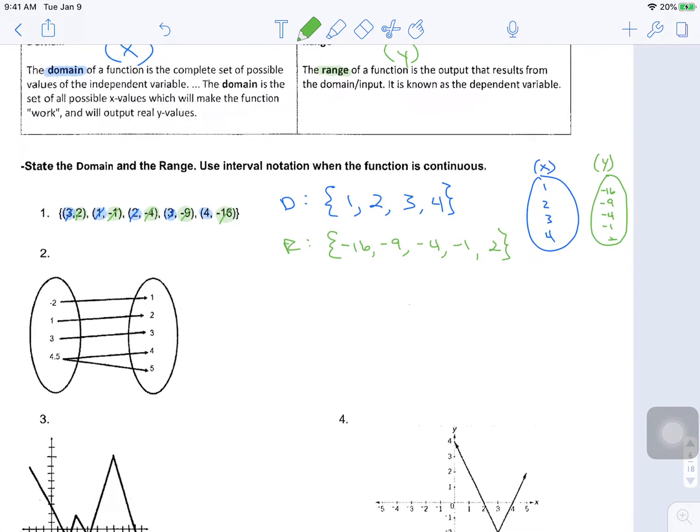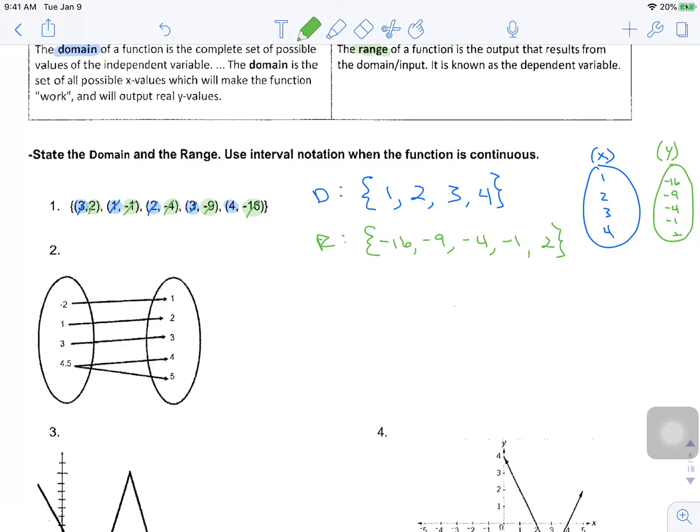What ends up happening is it maps every single one of those x values and puts an arrow to what y value it belongs to. So from the first ordered pair here, it's 3, 2. From my 3 in the domain, I'm going to draw an arrow to the 2 for the range. Then 1, negative 1. From 1, I'm going to draw an arrow to negative 1. From 2, I'm going to draw an arrow to negative 4. From 3, I'm going to have another arrow, but that's okay. I've got to go from that same 1 to negative 9. And then from 4 to negative 16.